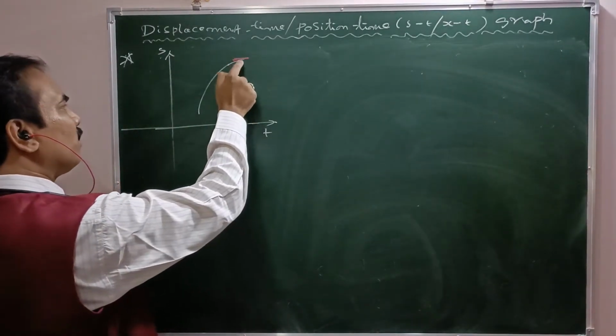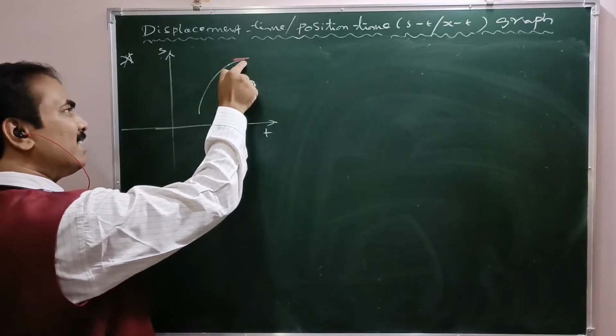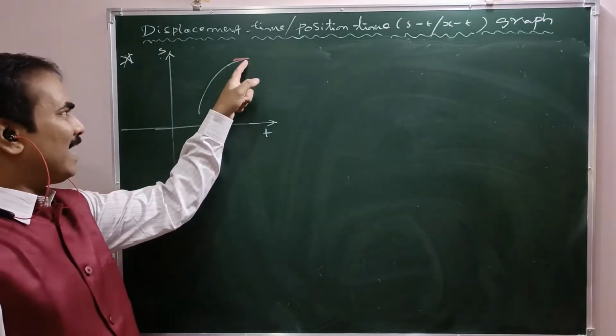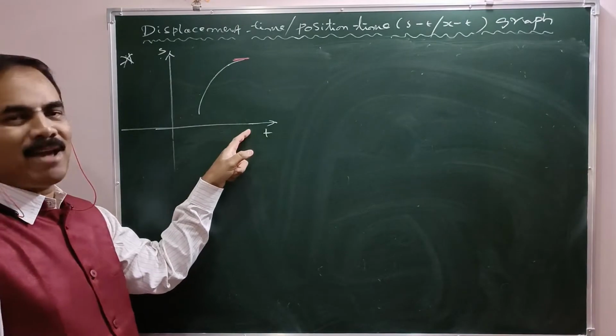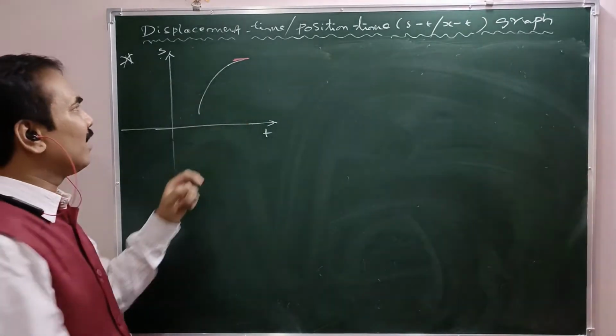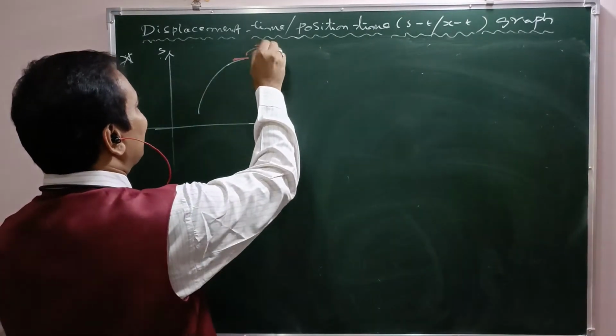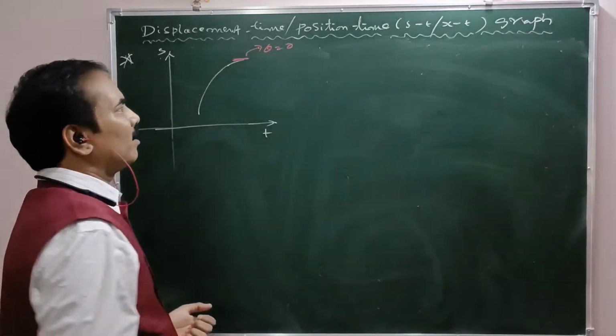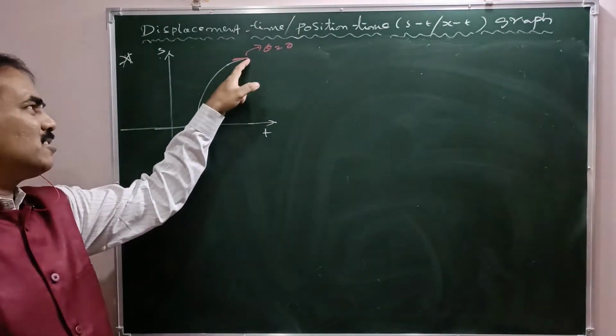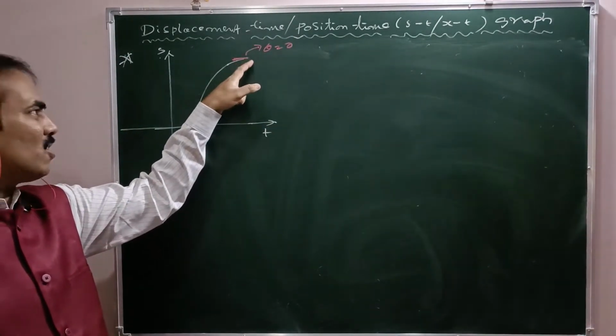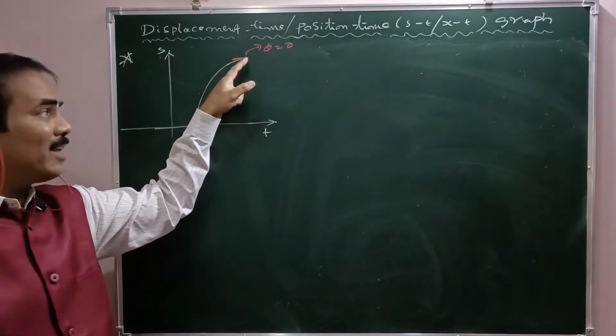What is the slope drawn to the curve somewhere here at its highest position? See, if I draw a tangent, that becomes parallel to the time axis. Now what about theta here? Theta is 0. Right? Tan theta is 0. So tan theta 0 means velocity is 0. So the particle comes to rest here.